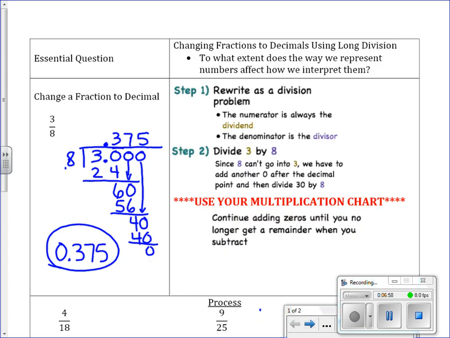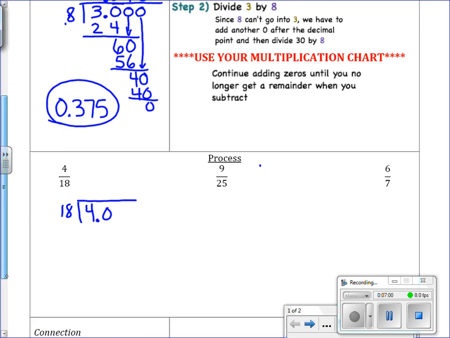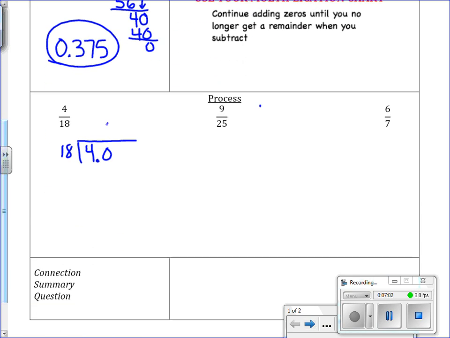So I'll say 18 times 2. 18 times 2 was 36. 40 minus 36 is 4. I'm going to put a 0 in as a placeholder, bring that down, and it's another 40. I forgot my decimal there.